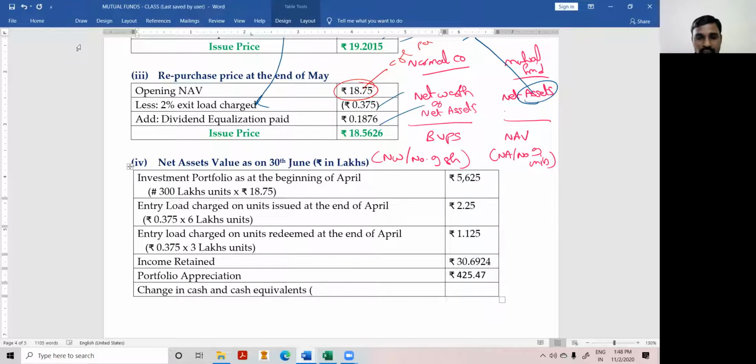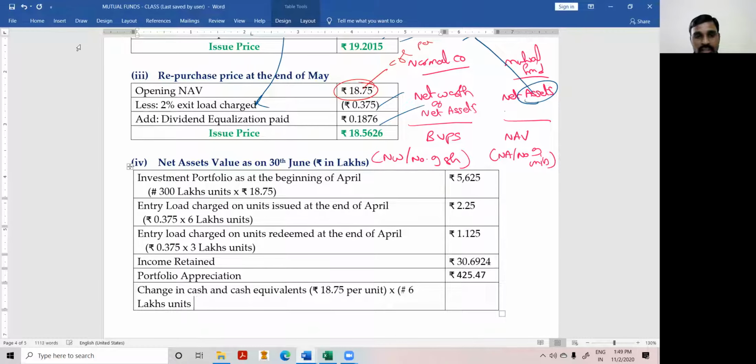So how much have we charged? 18.75 per unit into 6 lakhs units is collected, and 3 lakhs units is paid. So, into 6 lakhs units issued, minus 3 lakhs units redeemed.